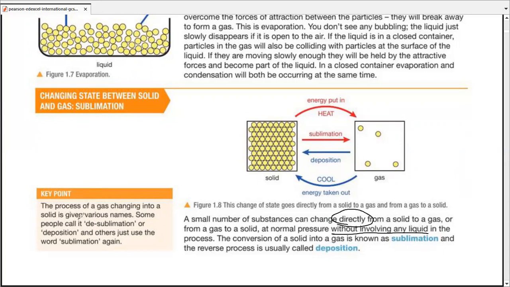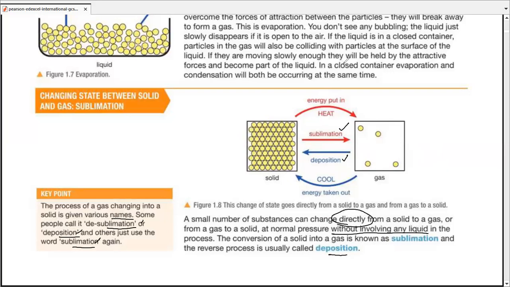The process of gas changing into a solid has various names. Sometimes people also call it desublimation, sometimes deposition, and sometimes they simply use the word sublimation again. All these words mean the same thing, so make sure you don't get confused by them, because there are books which would call this one and this one as sublimation. The forward process, the process by which a solid is converted into a gas, is known as sublimation. They might also quote the process of gas being converted directly into a solid as sublimation again. Same thing. However, you may also call it deposition.